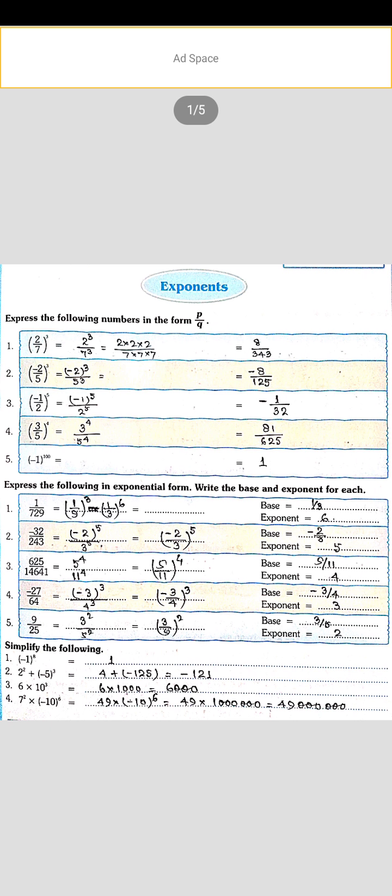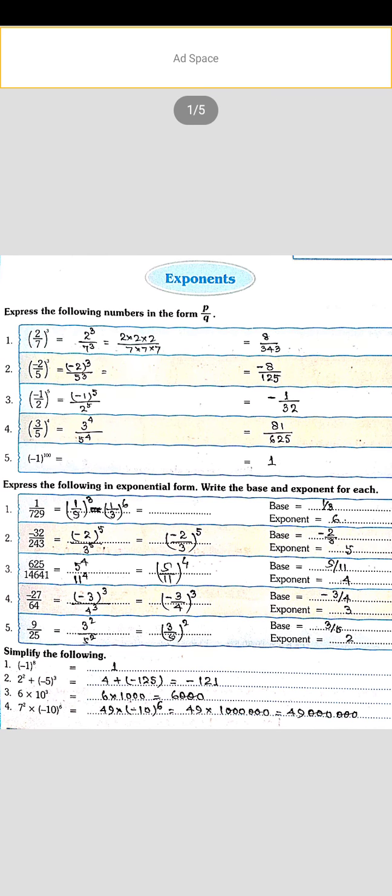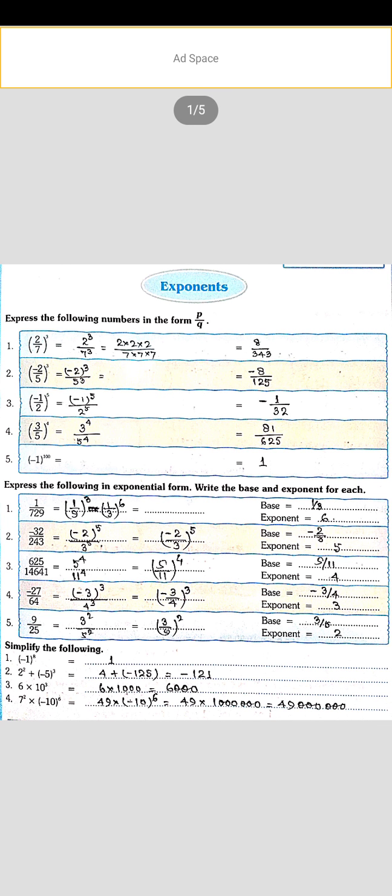Question number 4, minus 27 by 64. It can be written as (minus 3) whole cube by 4 cube equal to (minus 3 by 4) whole cube. Here base equal to minus 3 by 4 and exponent is 3. 9 by 25 can be written as 3 square by 5 square equal to (3 by 5) whole square. Base is 3 by 5 and exponent is 2.